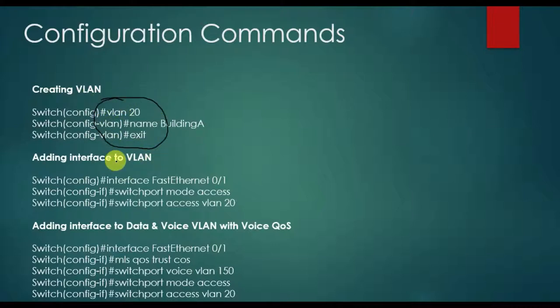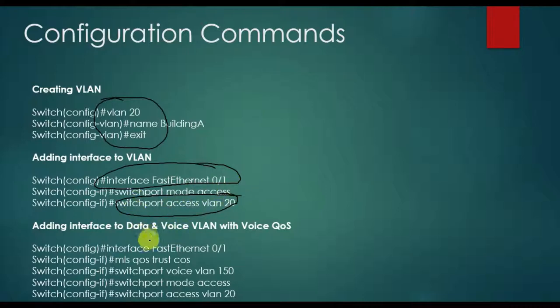Now, when we are adding an interface to the VLAN, that means adding a port to the VLAN, we just need to go inside that interface by using the command interface and the interface name and number, and then switchport mode access, switchport access vlan 20. We have configured this port with VLAN 20. This is the command to configure the VLAN on the interface.